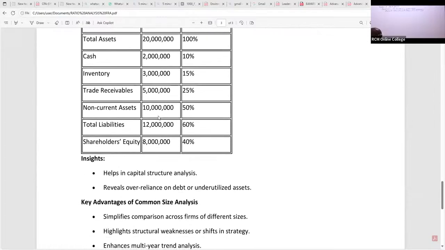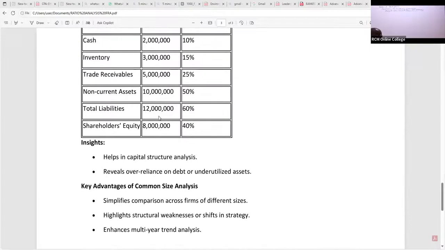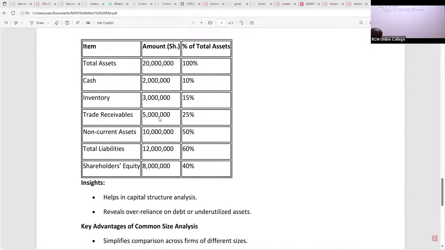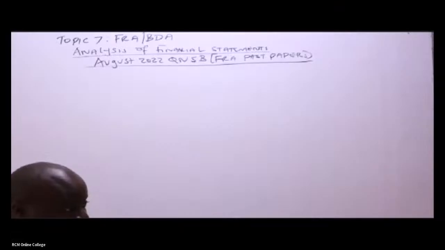Everything, every item will be presented in the form of the base, like that. So this will really be very helpful for us to be able to get some insights out of whatever Mwalimu has been discussing here for the last 10 minutes. I would want us to go to the past papers directly, and start with this August 2022, question number 5B.